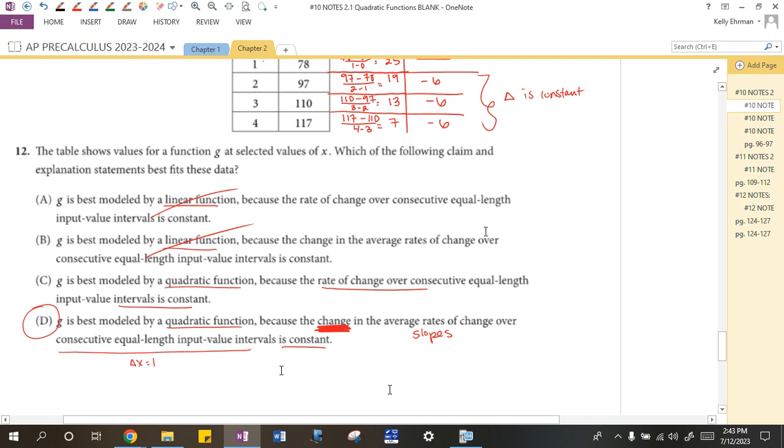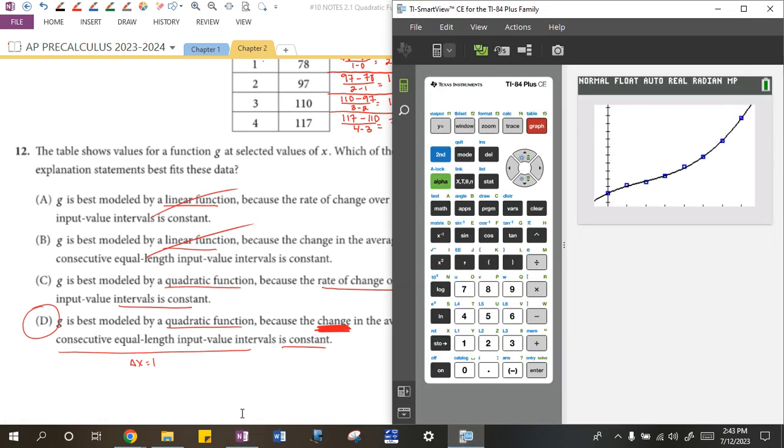All right, we're going to stop there for today's notes and just practice a lot of applications for the next couple of days.